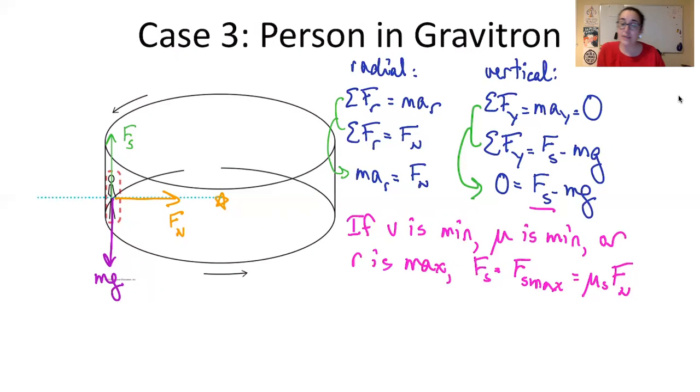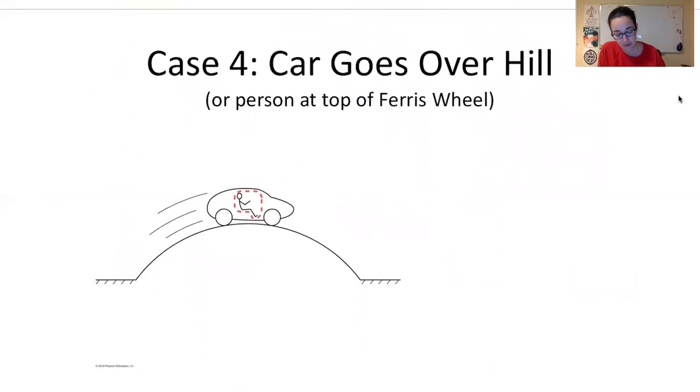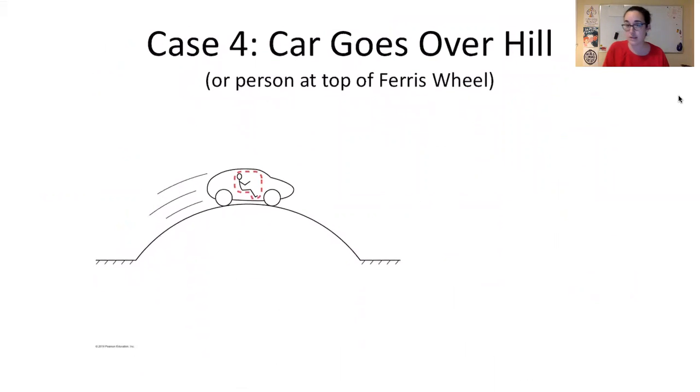All right, now we get into some roller coaster stuff. So when we look at case 4, we have a car going over the top of a hill. Now this is a case where you could have one of my favorite things, airtime, where you're going over the top of a hill in a roller coaster and you actually leave your seat because you're going so fast.